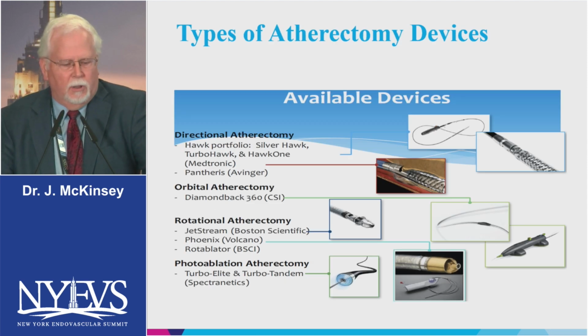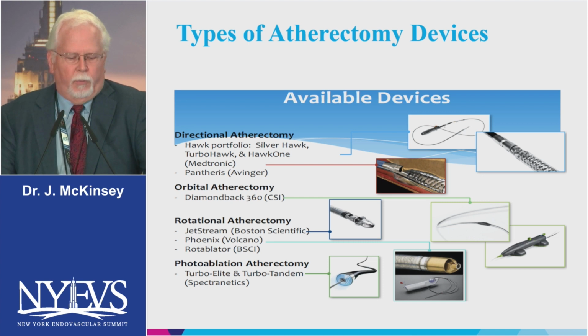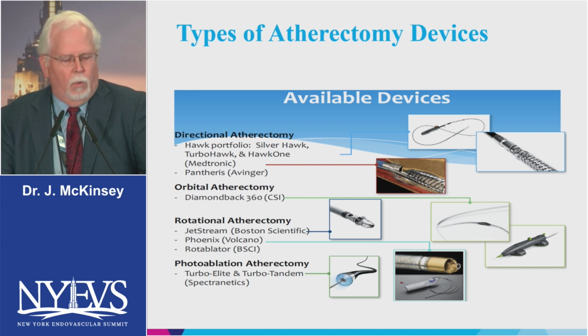So let's look at this in a little bit more detail. Directional atherectomy, the Silverhawk, HawkOne, Avenger are all directional atherectomies where you really direct the cutter towards the area of atheroma. Orbital atherectomy, which is CSI, is a good example of that, and that's more of a grinding and sanding type of atherectomy device. Rotational, which means you're rotating around an axis, and Jetstream, the Phoenix, the Rotablator.